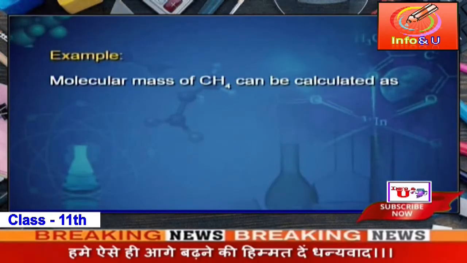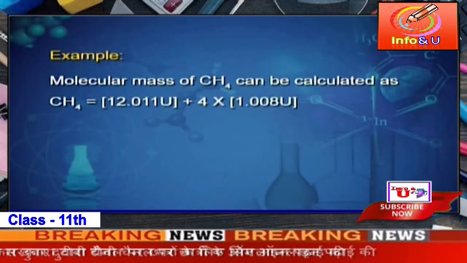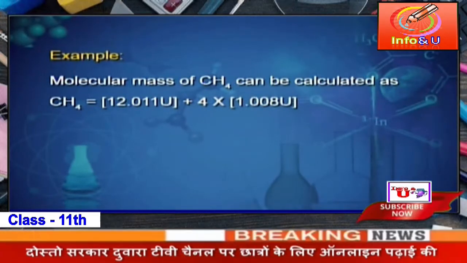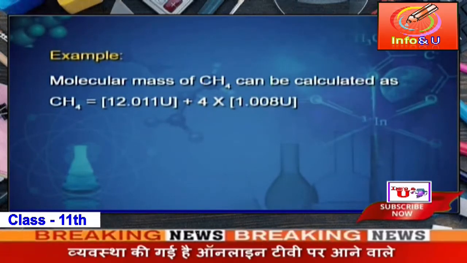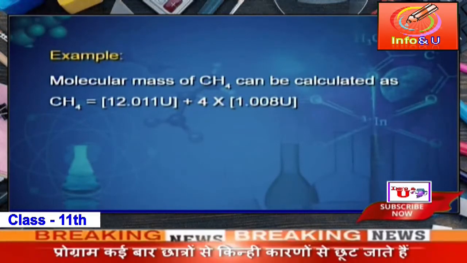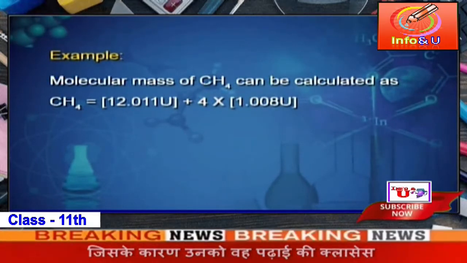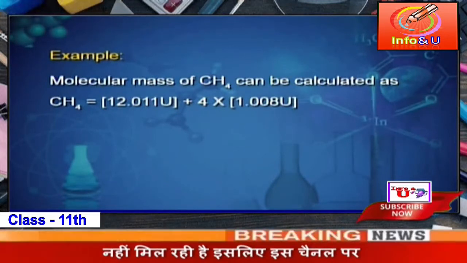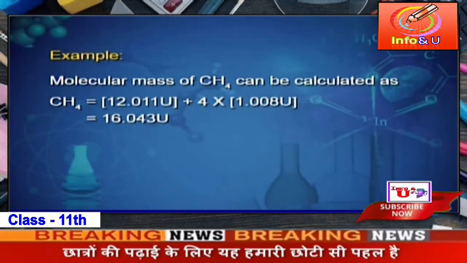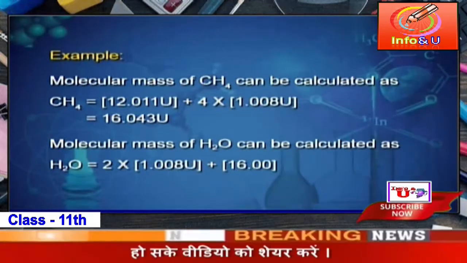We will take an example. The molecular mass of CH4, methane, can be calculated as follows. CH4 contains one atom of carbon and 4 atoms of hydrogen. So we will add up the atomic masses of each element like this: 12.011 U, that is the mass of carbon, plus 4 × 1.008 U, that is the mass of hydrogen. So the molecular mass of methane will be 16.043 U.